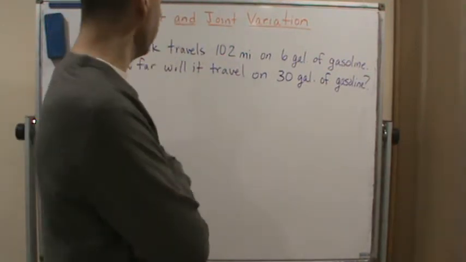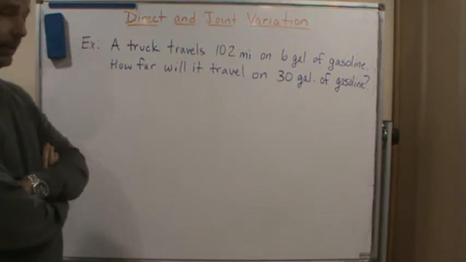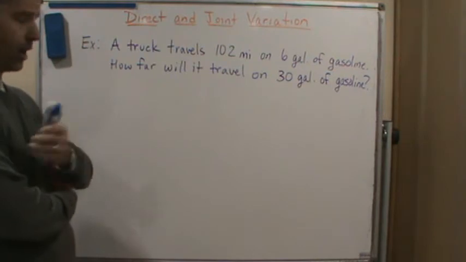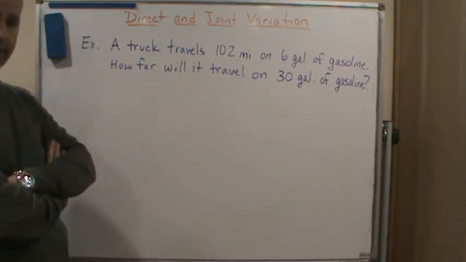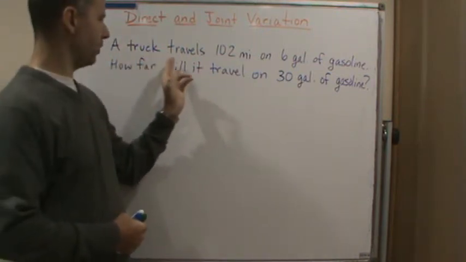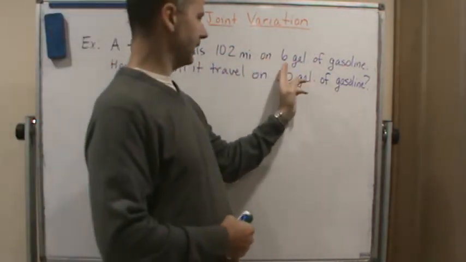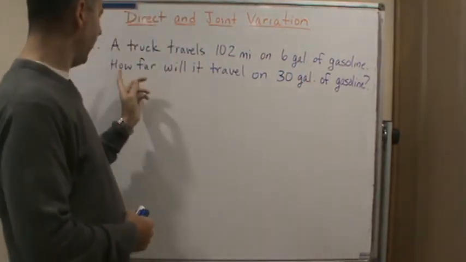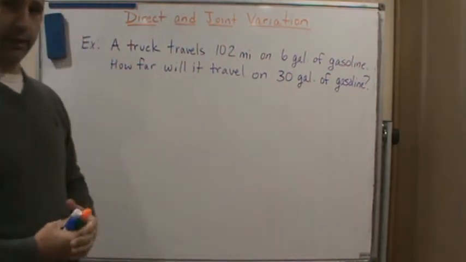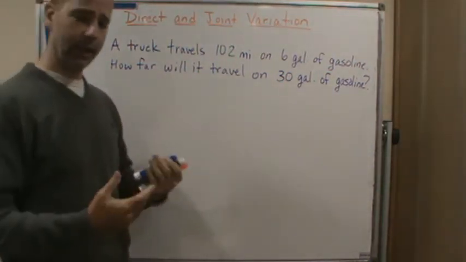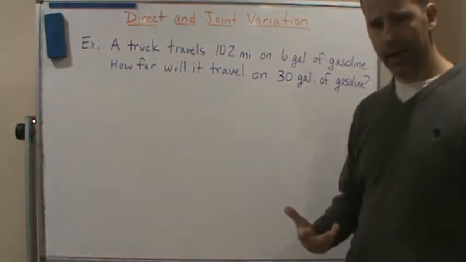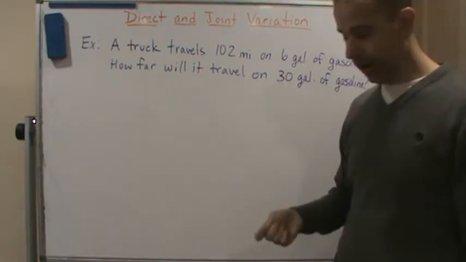Well, let's find out. In the last video we were talking about apples. In this case we're talking about a truck, the distance, and the amount of gas used. It says a truck travels 102 miles on 6 gallons of gasoline, and then asks how far will the truck travel on 30 gallons of gasoline. Well, are these variables directly related to each other? Are they directly proportional? Yes, just like in the apple example.